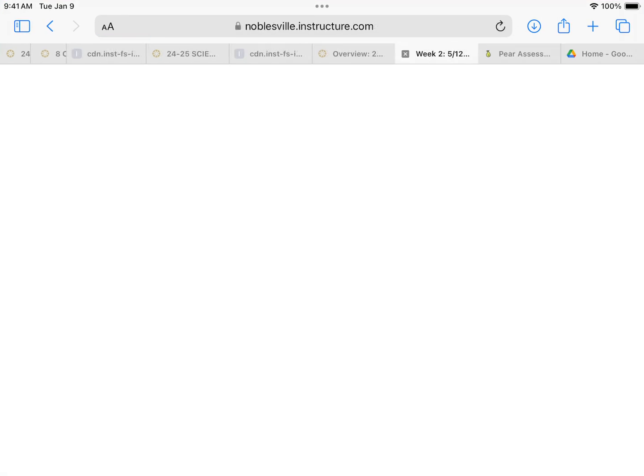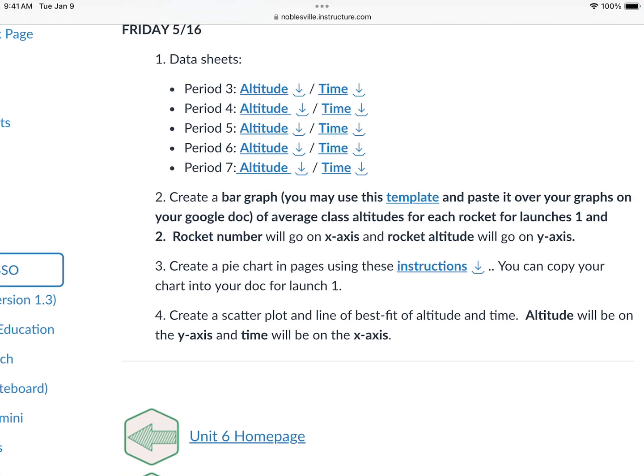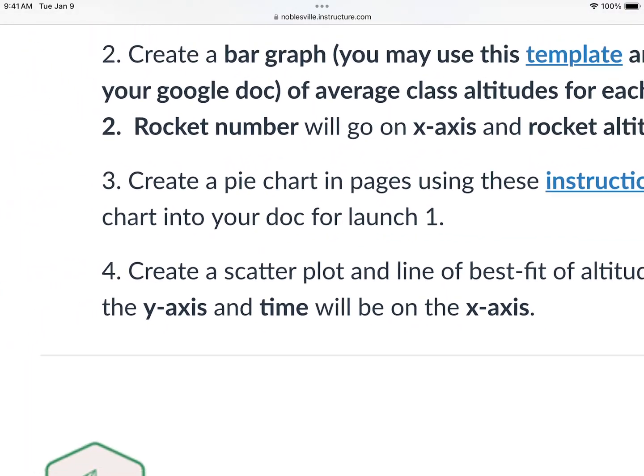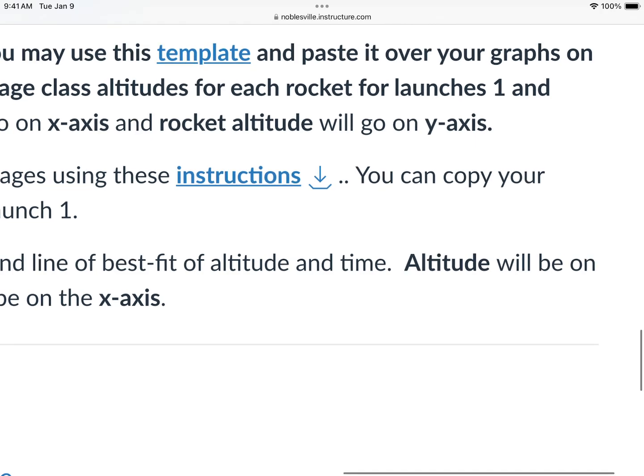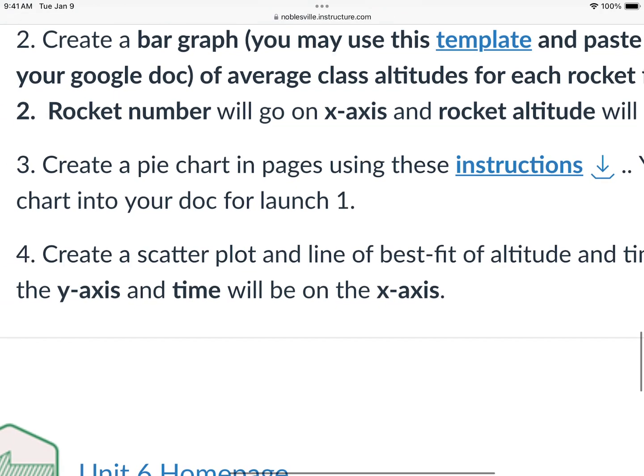So now I'm going to go back to our Canvas page, and we're going to check out the directions for, wrong window, our scatter plot, which is under step 4, okay? Step 4 is create a scatter plot with a line of best fit of altitude and time. Altitude will be on the y-axis, that's vertical. Time will be on the x-axis.